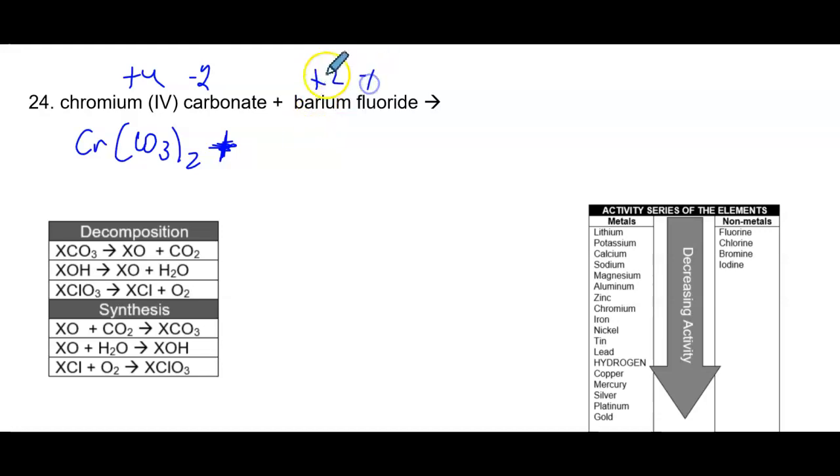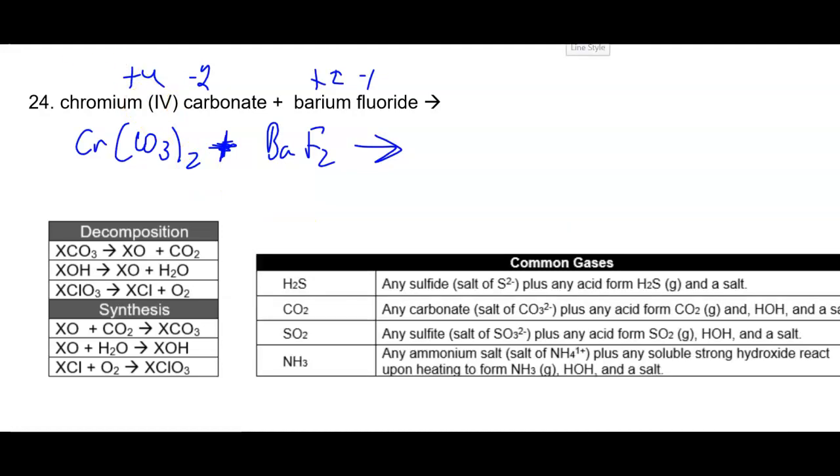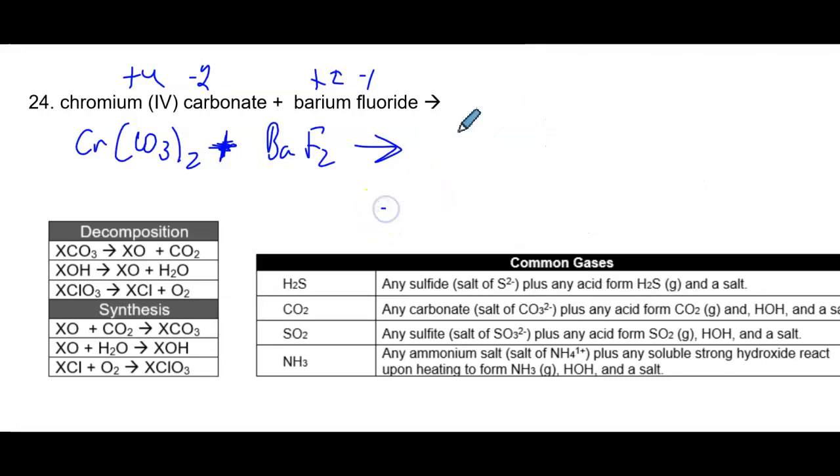And then this is a +2 and a -1, so this is BaF2. So it's one of these. No, no, and no. Then it must be, and I have the wrong chart. Let me pause and get the right chart for you. Okay, this is the correct chart now. Sorry about that. I copied and pasted the background slides and didn't always fix them.